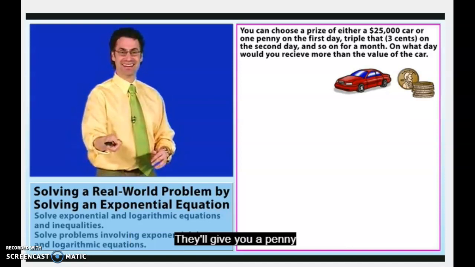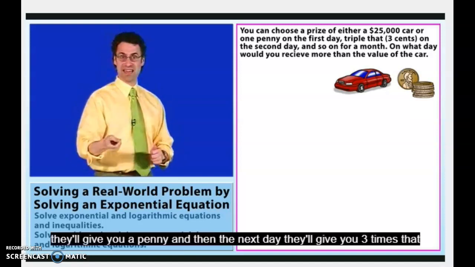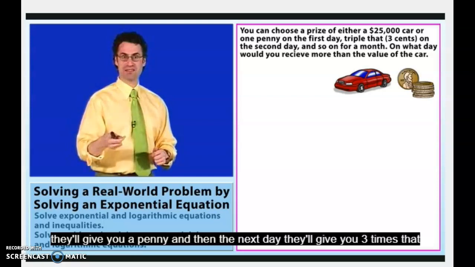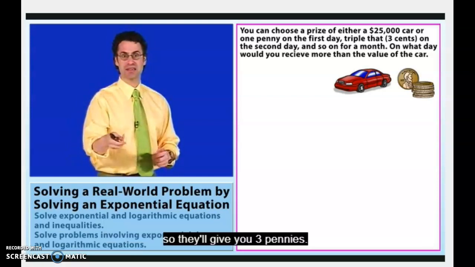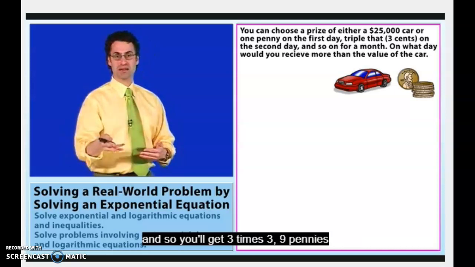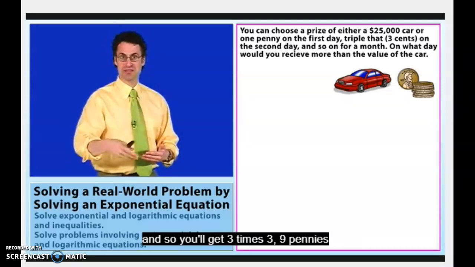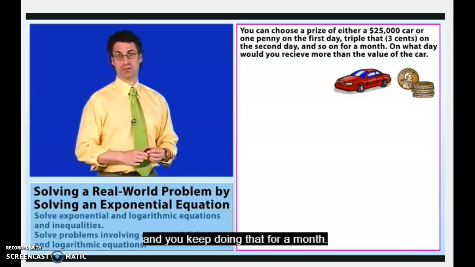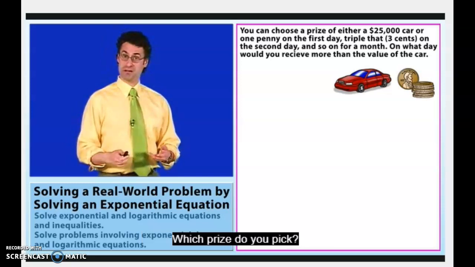They'll give you a penny. And then the next day, they'll give you 3 times that. So they'll give you 3 pennies. And then the next day, they'll give you 3 times that. And so you'll get 3 times 3, 9 pennies. And you keep doing that for a month. Which prize do you pick?